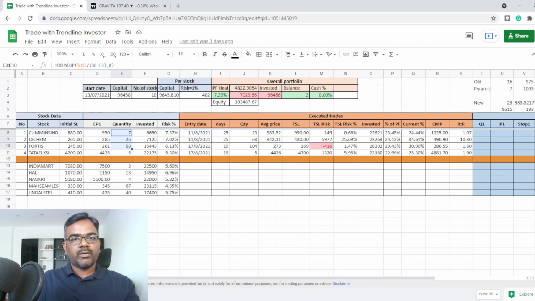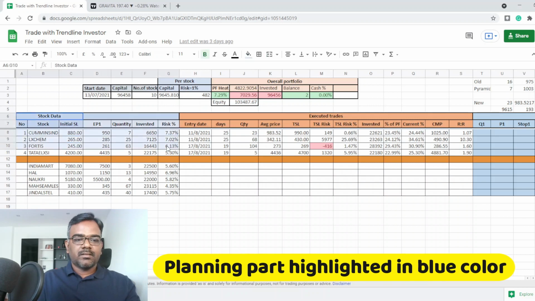So there are two parts when you take a trade. First is the planning, and then it's the execution. Right. So first, let's look at the planning part. Now the planning part is this blue section.